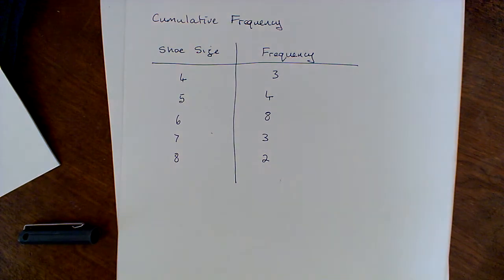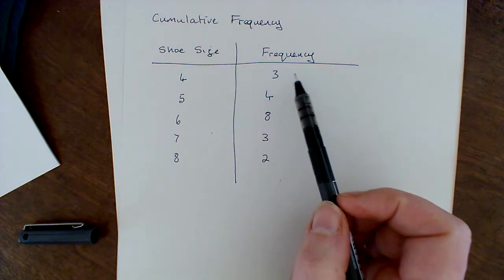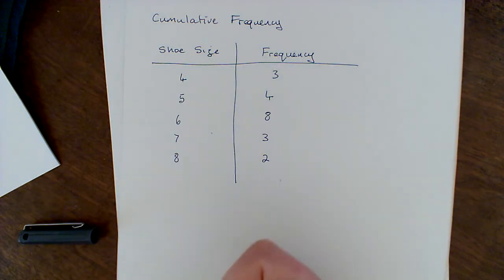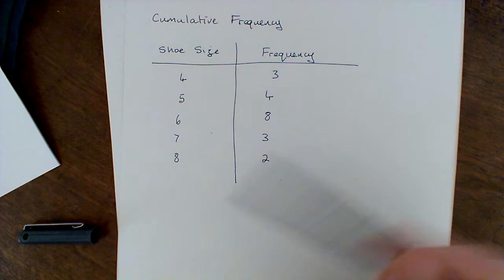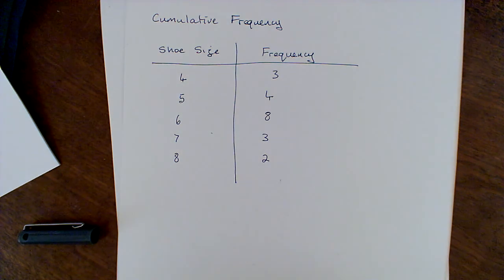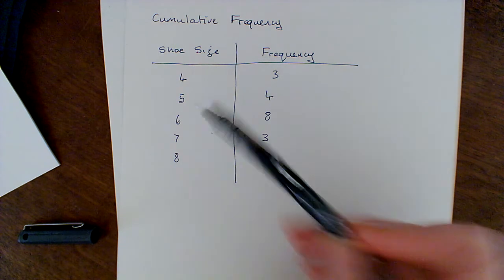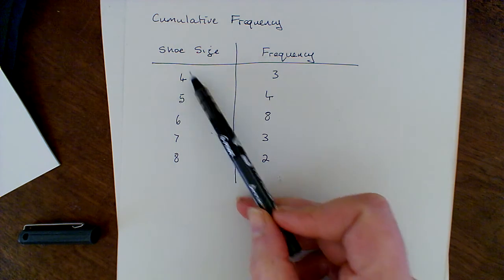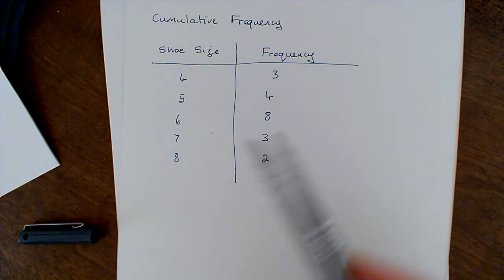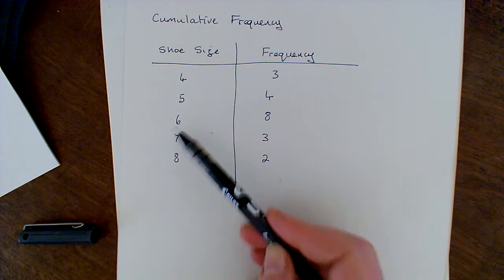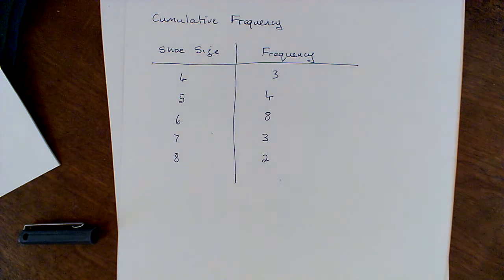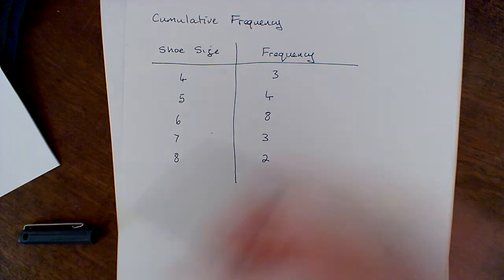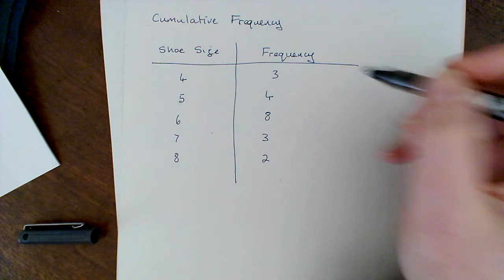Okay, so today we're looking at cumulative frequency. So this is a frequency table. A frequency table just tells you how often something happens. So this one's about shoe size. In this sample of actually 20 people, it happened 3 times that people had a shoe size 4. It happened 8 times that people had a shoe size 6, and so on. So that's a frequency table.